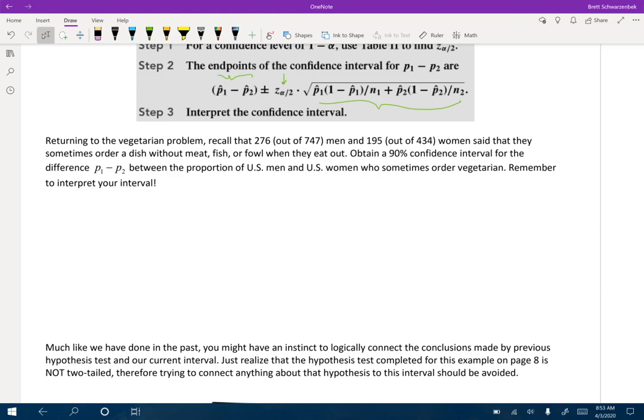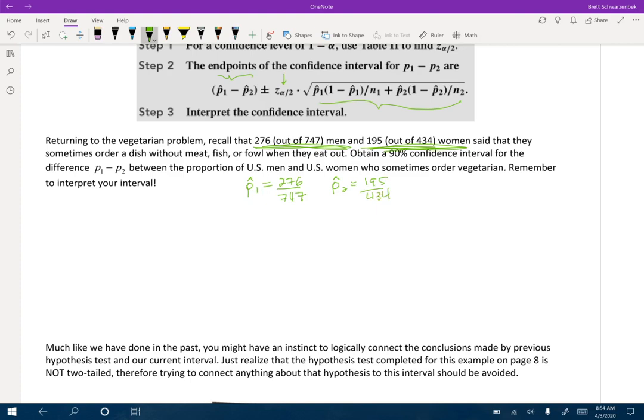All right, so let's go back to the vegetarian problem. We had this many men that ate vegetarian and this many women that ate vegetarian. This would represent our proportions. So remember, p hat 1 is 276 out of 747, and p hat 2 is 195 out of 434.